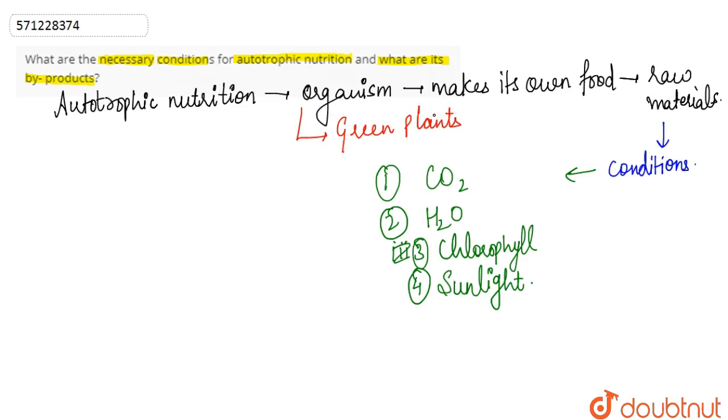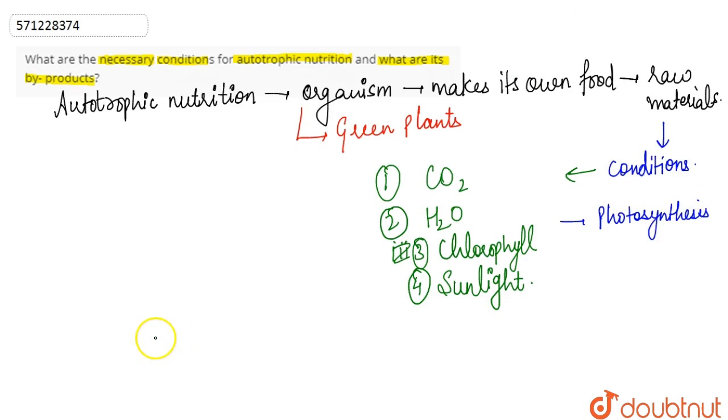Green plants make their own food using these four raw materials. All these four conditions are necessary for the plants to achieve autotrophic nutrition, and this process of preparation of their own food using these four materials by the green plants is known as photosynthesis.